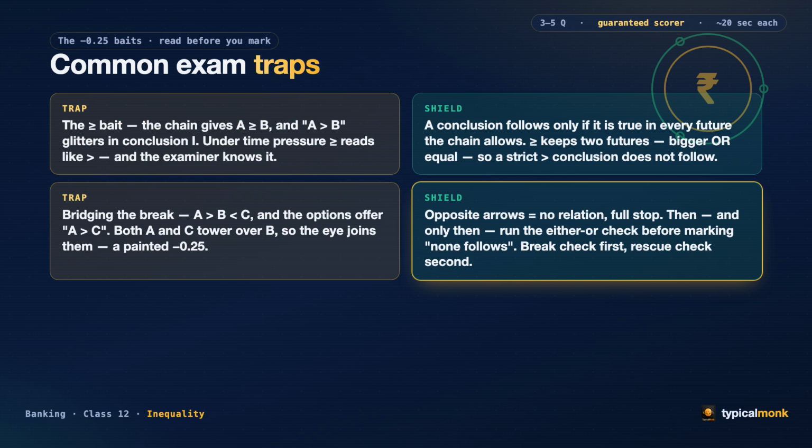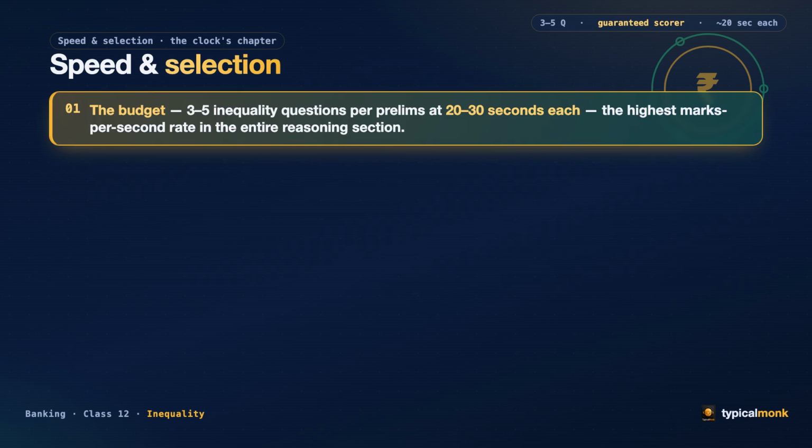Break check first, rescue check second. That order is what saves the mark. Now the clocks chapter, speed and selection. First, the budget. 3 to 5 inequality questions in every prelims, 20 to 30 seconds each. The highest marks per second rate in the entire reasoning section.